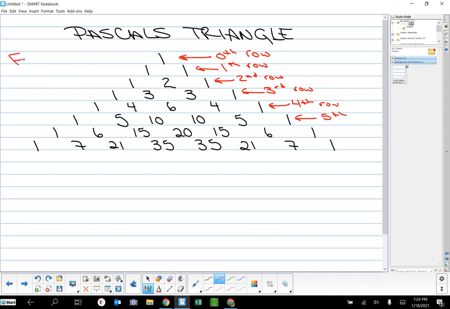I want you to finish this to the 10th row in your notes. Okay, so you're going to add 3 more rows. You may need to do it on a separate sheet of paper or just start smaller or whatever. Then also highlight when you're done.